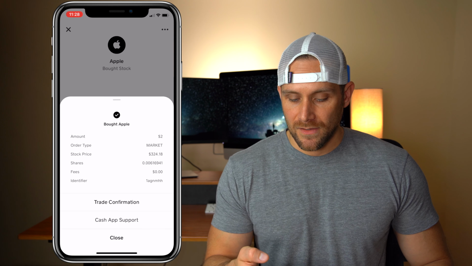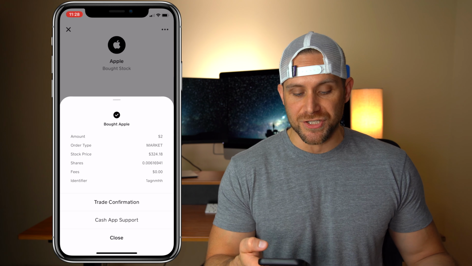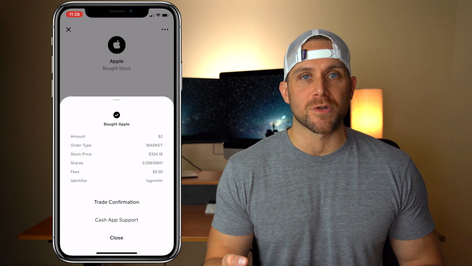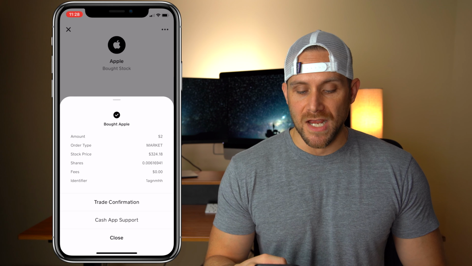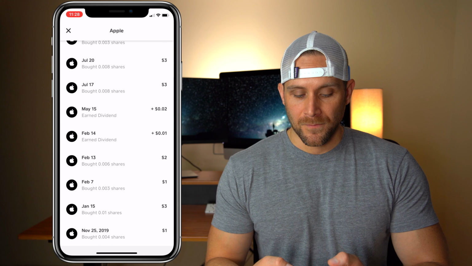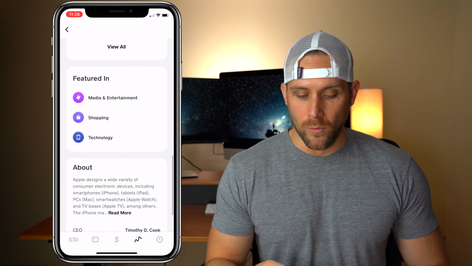And if I click the 3 dots right at the top right, that's going to show me what the stock price was. It was $324 at that point in time, and it shows me how many shares I bought. Of course, there's no fees when you buy individual stocks. That's why it says $0. So we're going to go ahead and close out of this. We're going to X out of this, and X out of this again, the activity, and we're going to scroll down a little bit more.